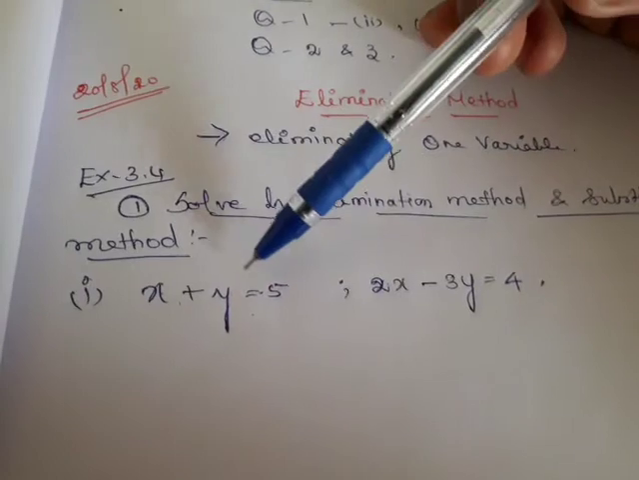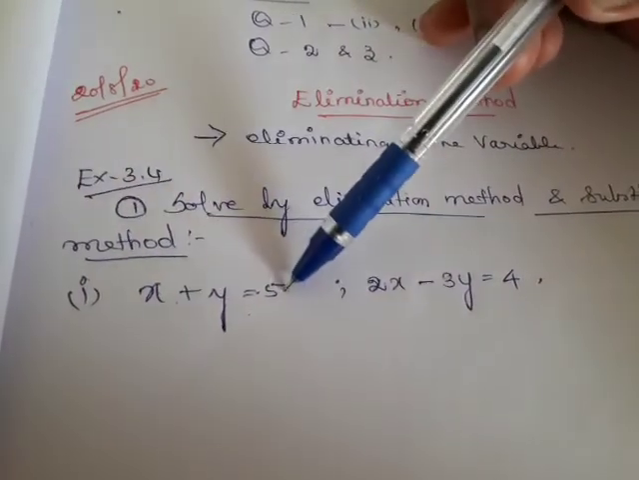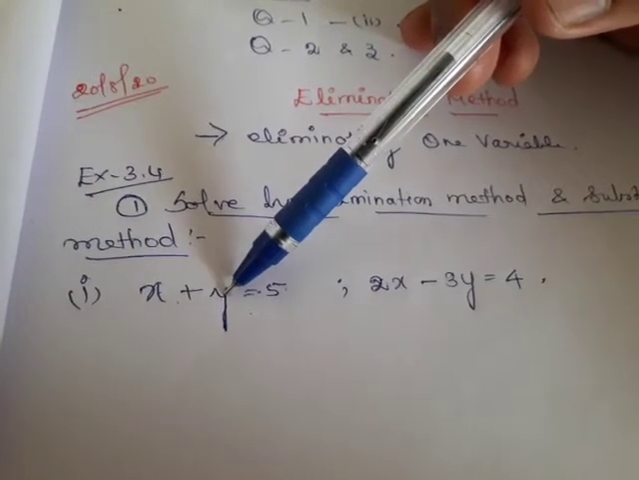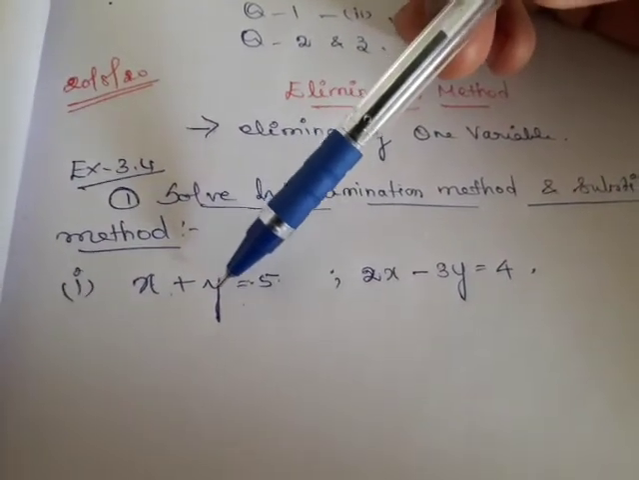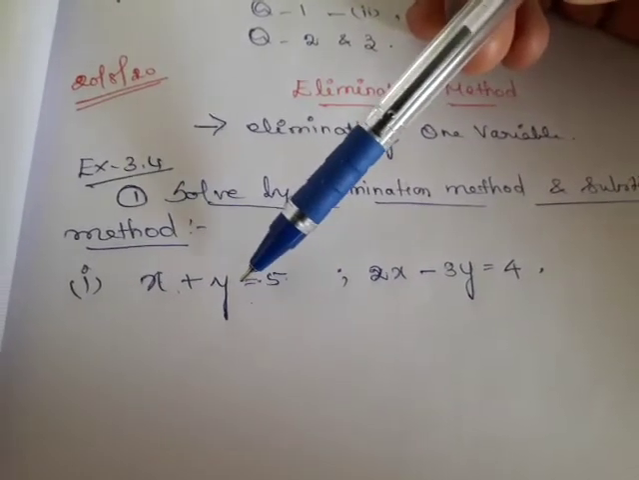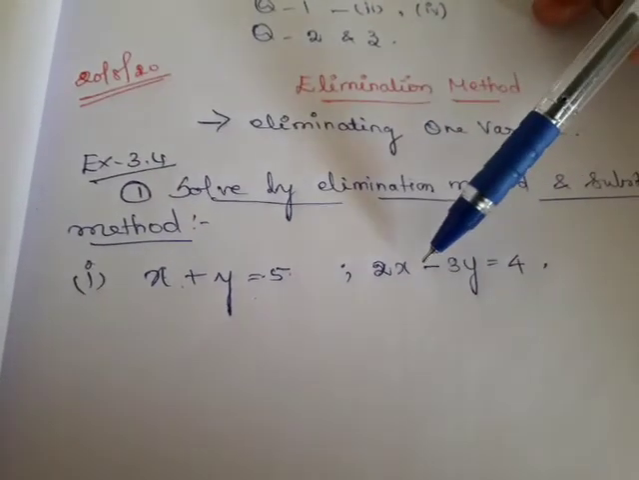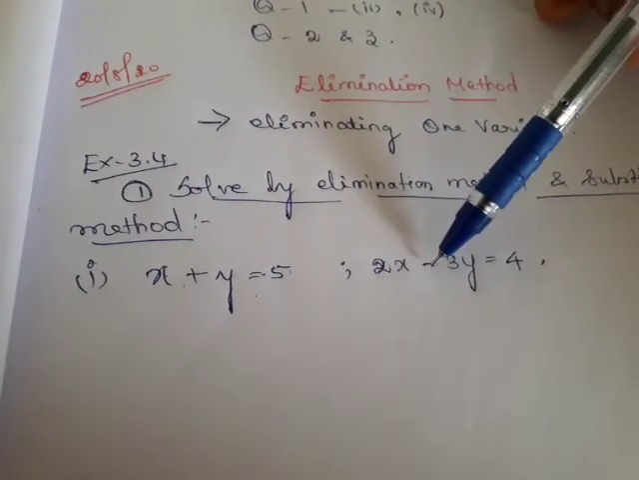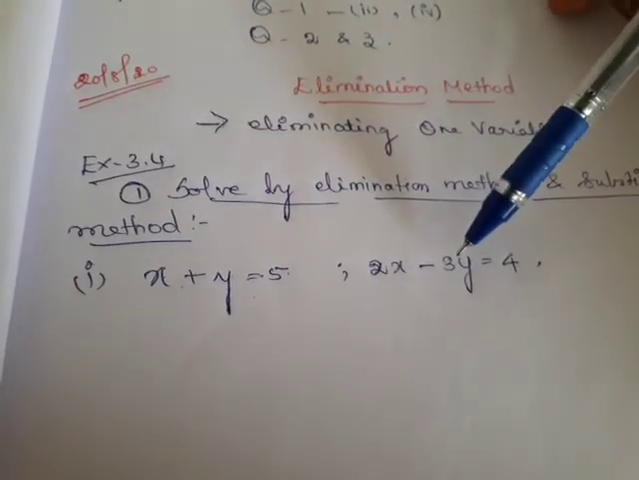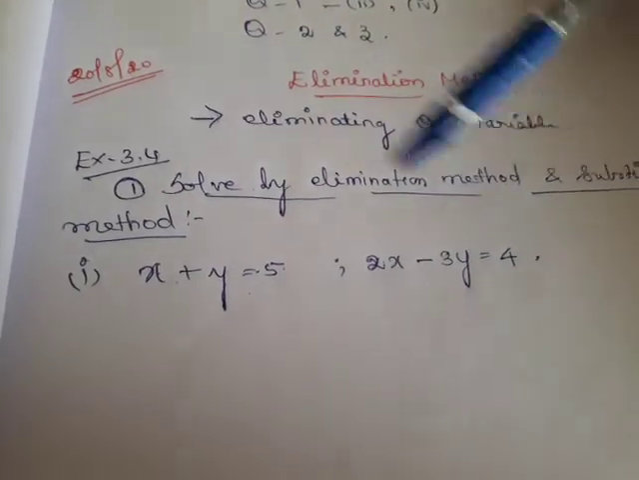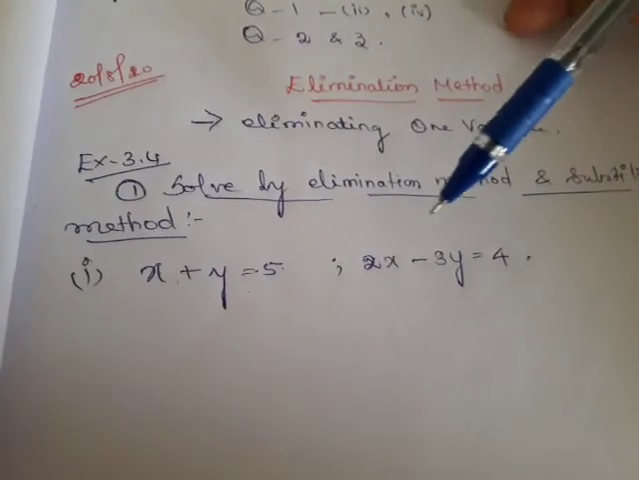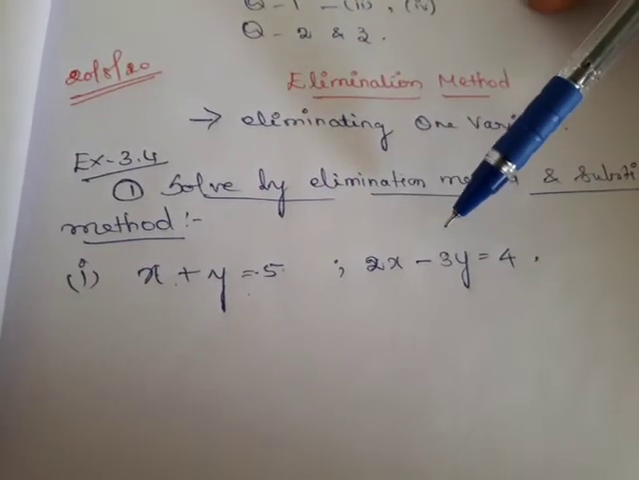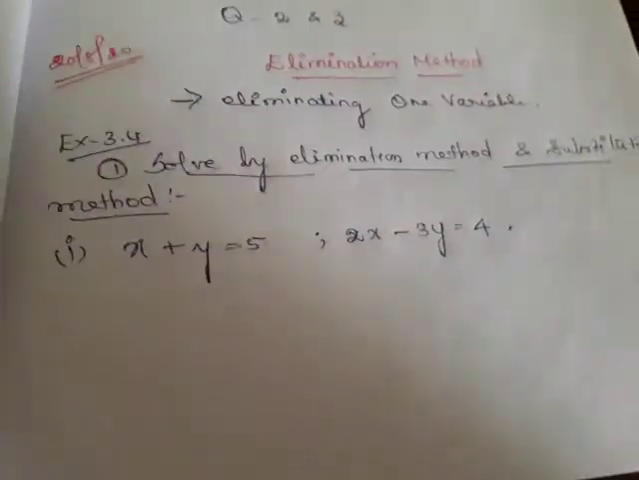How can we make the coefficients the same? If I multiply this entire equation by 3, this term will become 3y, right? So that's what we are going to do here. Our first aim is to fix any one of the variables, and the second step is to make the coefficients the same for that particular variable in both equations. Once you make the coefficients the same in both equations, then you can eliminate that variable by either adding or subtracting, right?